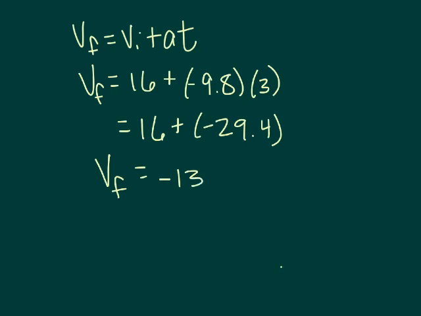So that tells us after 3 seconds, if that velocity is negative, then it's actually on the way down, and we know that the ball is falling at that point.